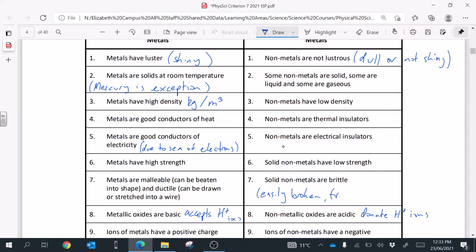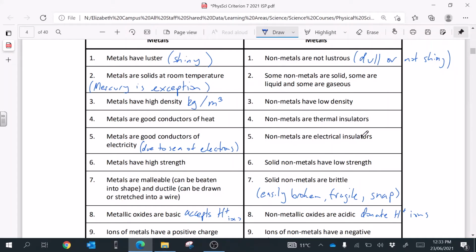Fragile, I guess, is another word. They can snap when they're broken. Just some other things: non-metals have low density, so just the opposite of metals. Non-metals are thermal insulators, so they do not conduct heat.